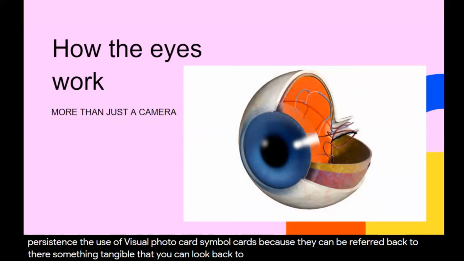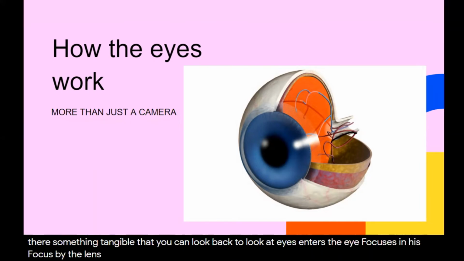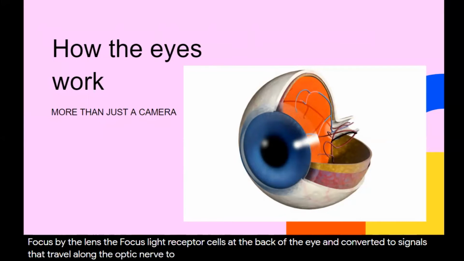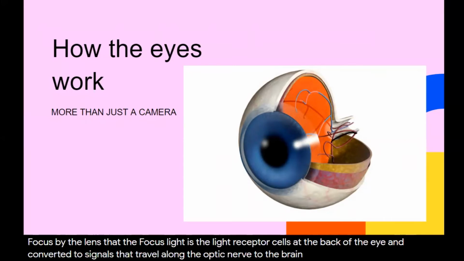So now let's look at eyes. Now, light enters the eye and is focused by the lens. That focused light is transmitted to the light receptive cells at the back of the eye and converted to signals that travel along the optic nerve to the brain. I mean, that's a very simplistic explanation of a very complex system.